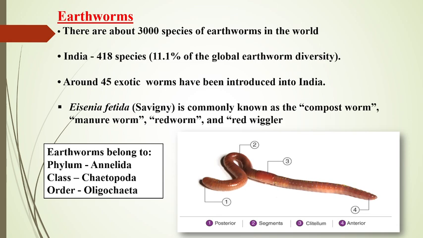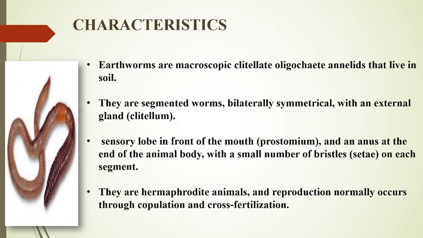Earthworms belong to phylum Annelida, having a segmented body, class Oligochaeta. If we talk about earthworm characteristics, then an earthworm is a macroscopic clitellate oligochaete annelid that lives in soil. Macroscopic means which can be seen with the naked eye. Clitellate means having a clitellum on the body segment. They are segmented worms, bilaterally symmetrical, with an external gland, the clitellum.